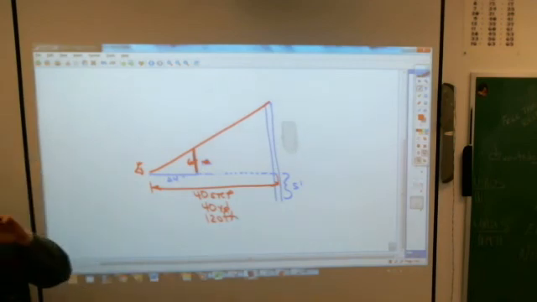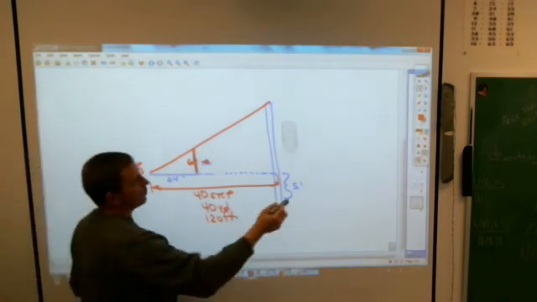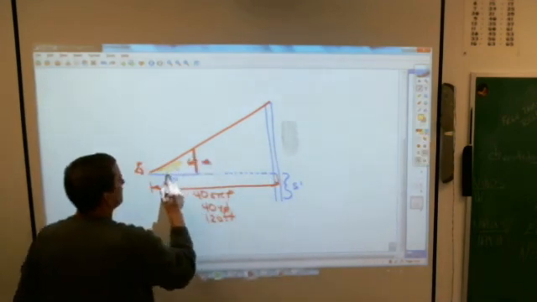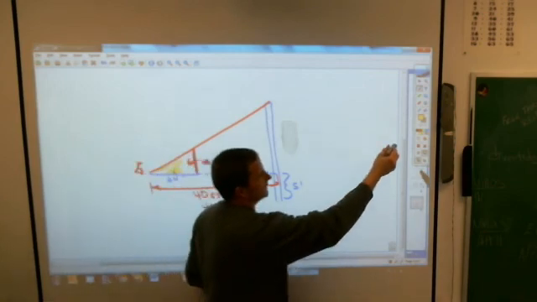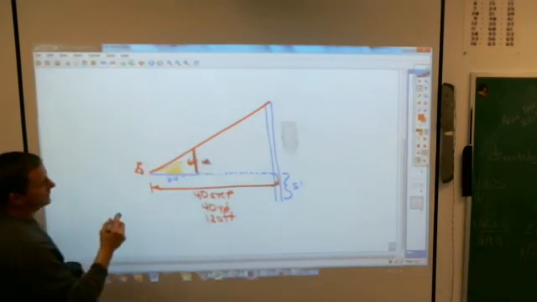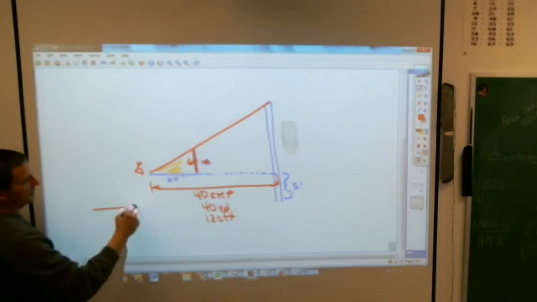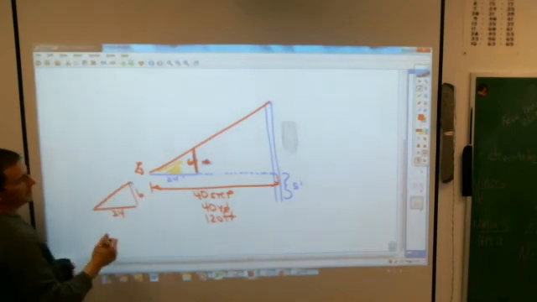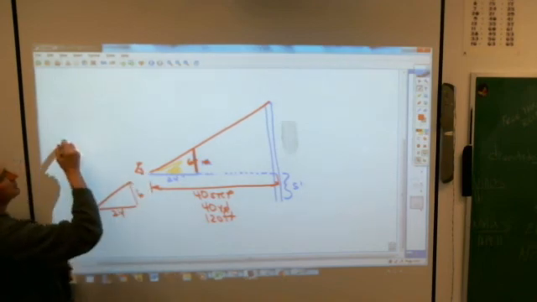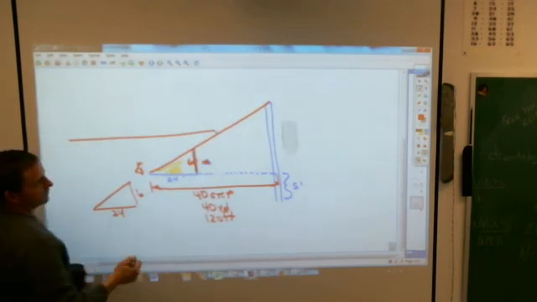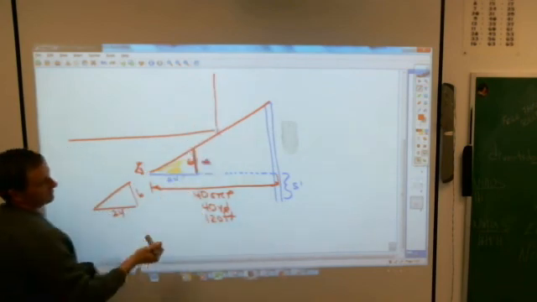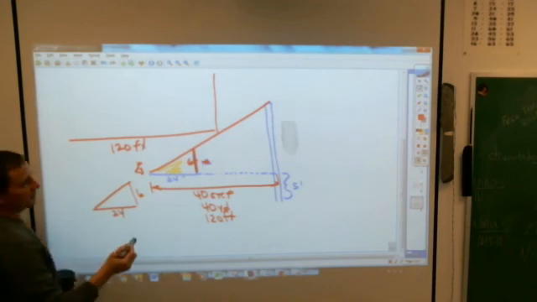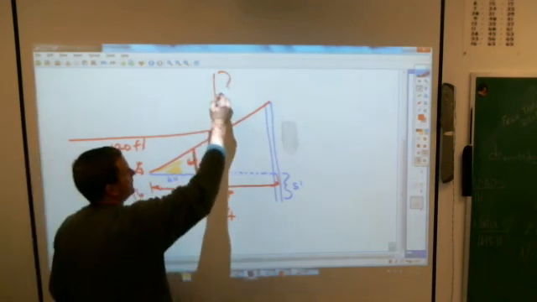So what do my two triangles look like? Here is one of them. This little one right here is one of them. Okay, and that triangle looks like this. It is 24 inches by 6 inches. My other triangle starts here as well, but it's much larger. Okay, it is 120 feet. And I want to know this distance right here.